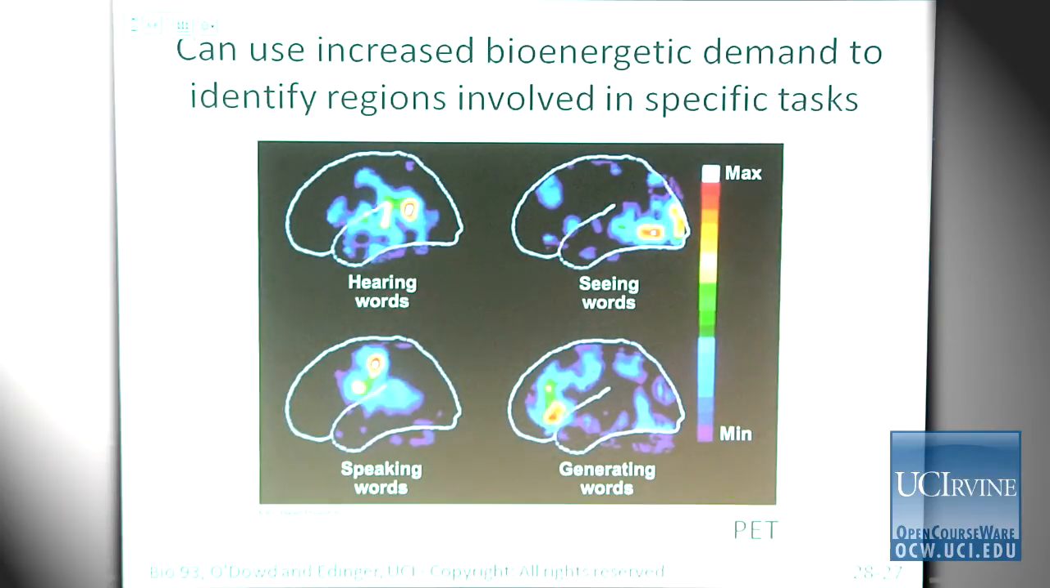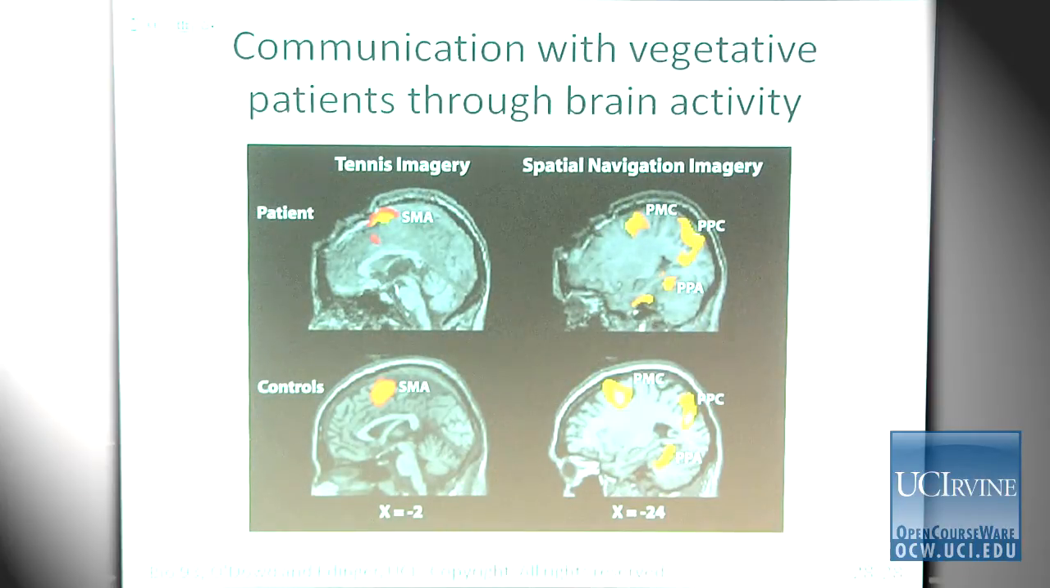This is a PET scan. You can do the same sort of thing. You see different areas of your brain are active when you're hearing words, seeing words, speaking words, generating words. You can follow this by looking at glucose uptake by those cells. This is a really cool story.